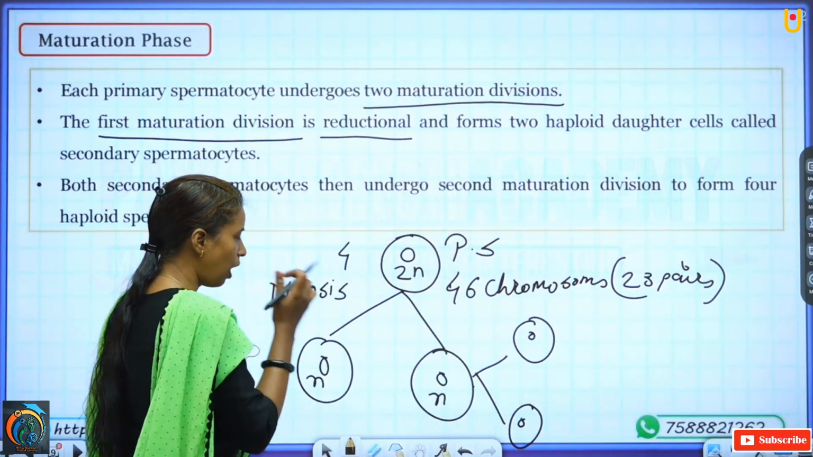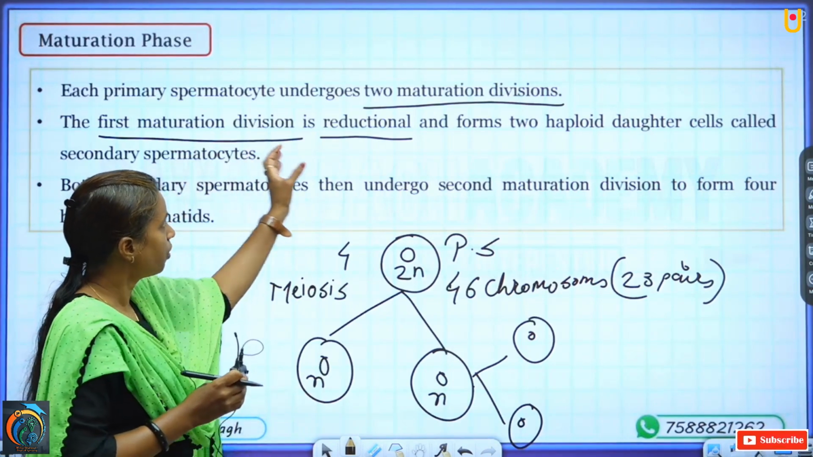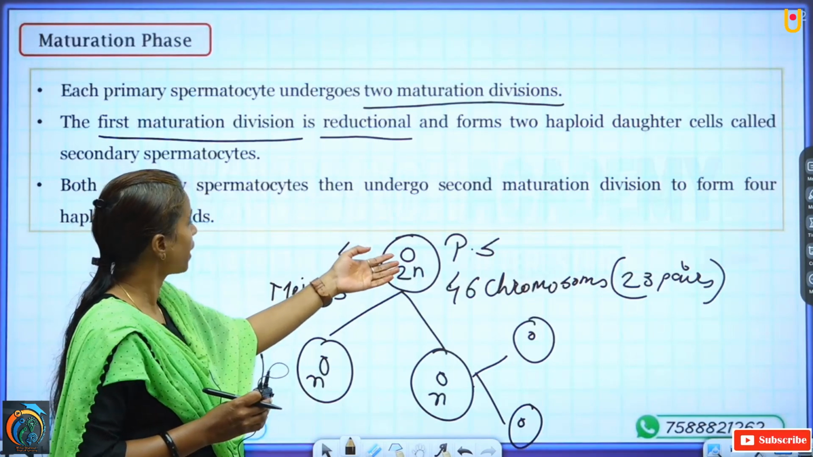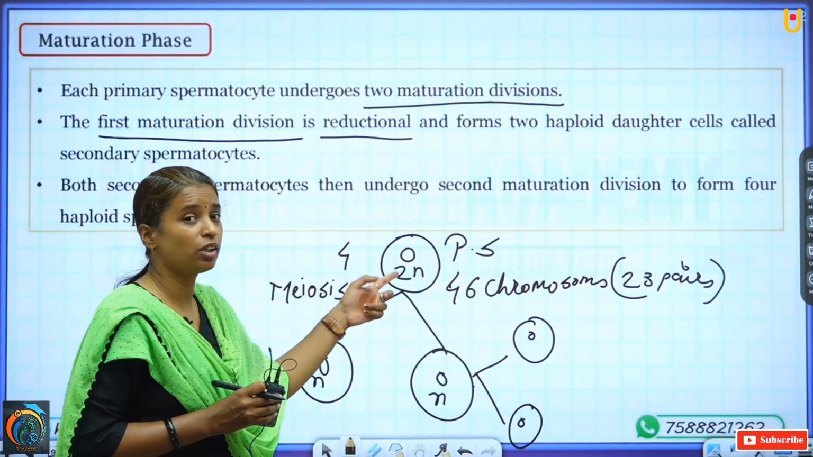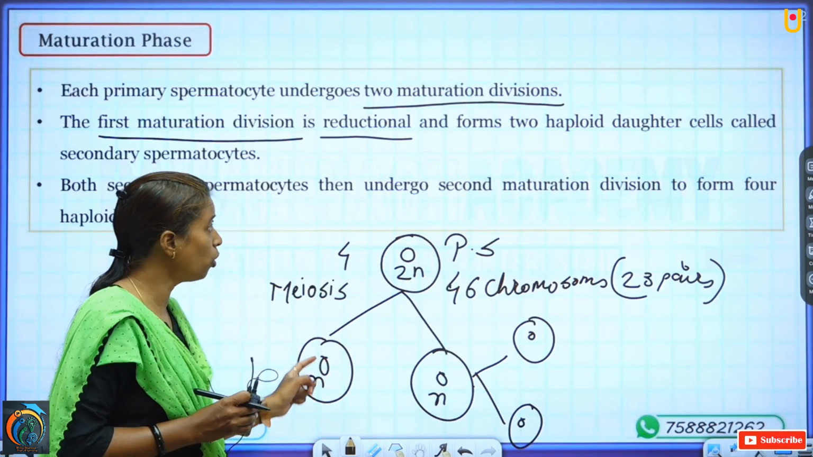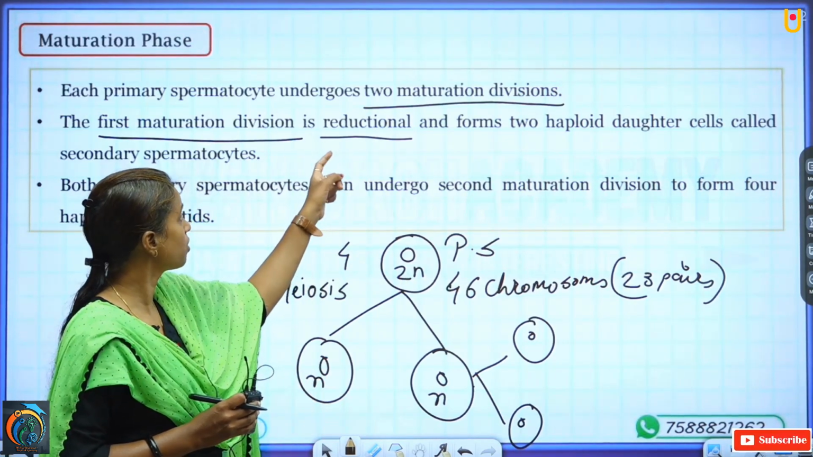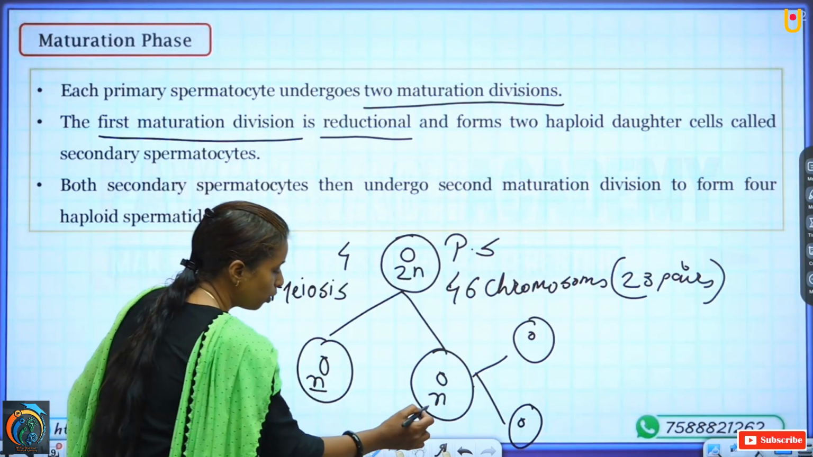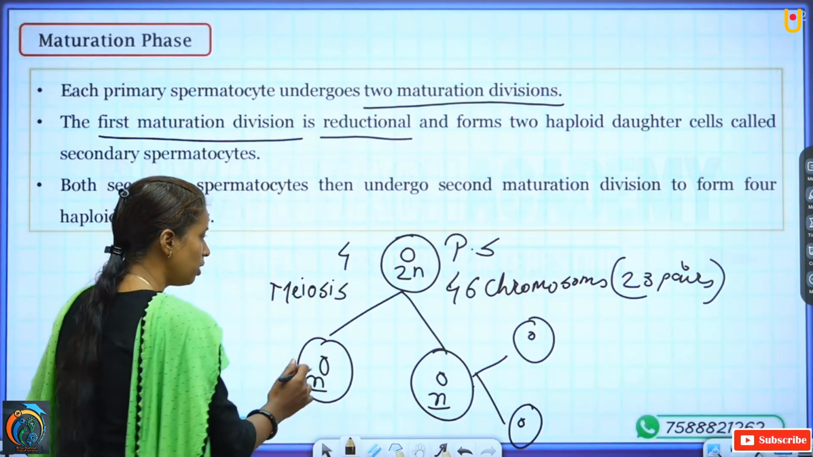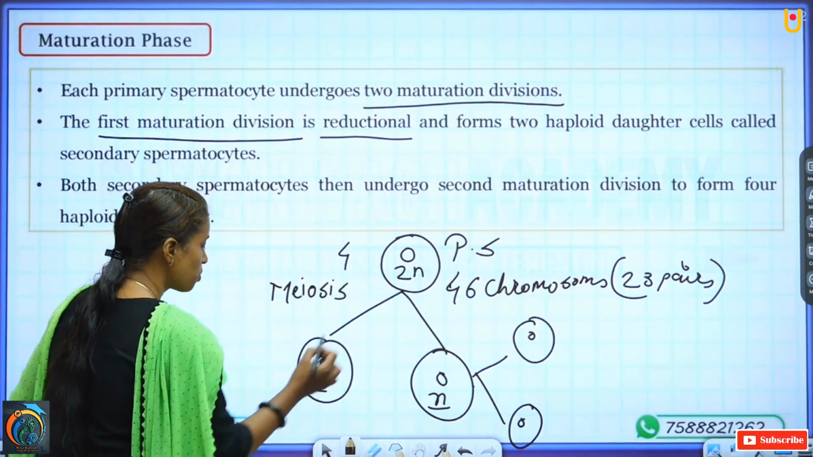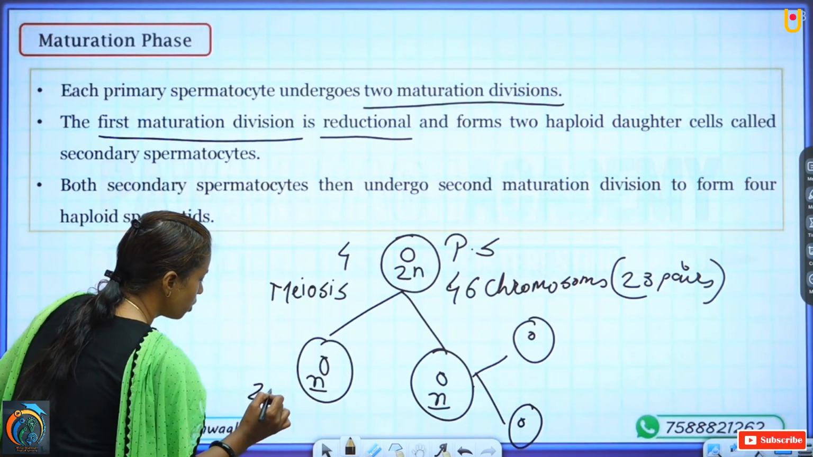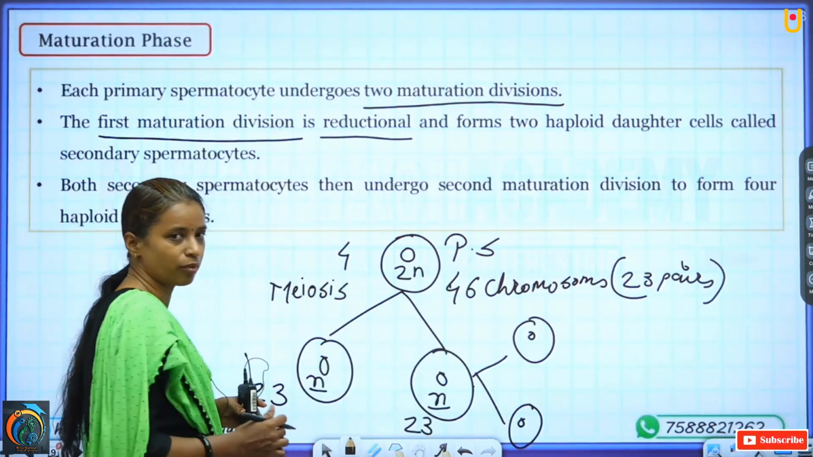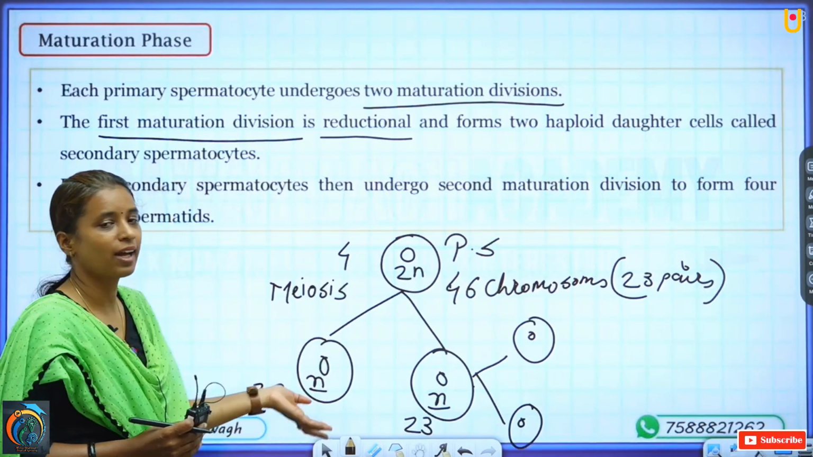And here after the first maturation division, this primary spermatocyte, which is in 2n condition, will undergo reduction division, or it will reduce, and it will form 2 cells with only n condition. Now here the 46 chromosomes will get divided into 23 in one cell and 23 in the other cell. In this way the reduction has taken place.